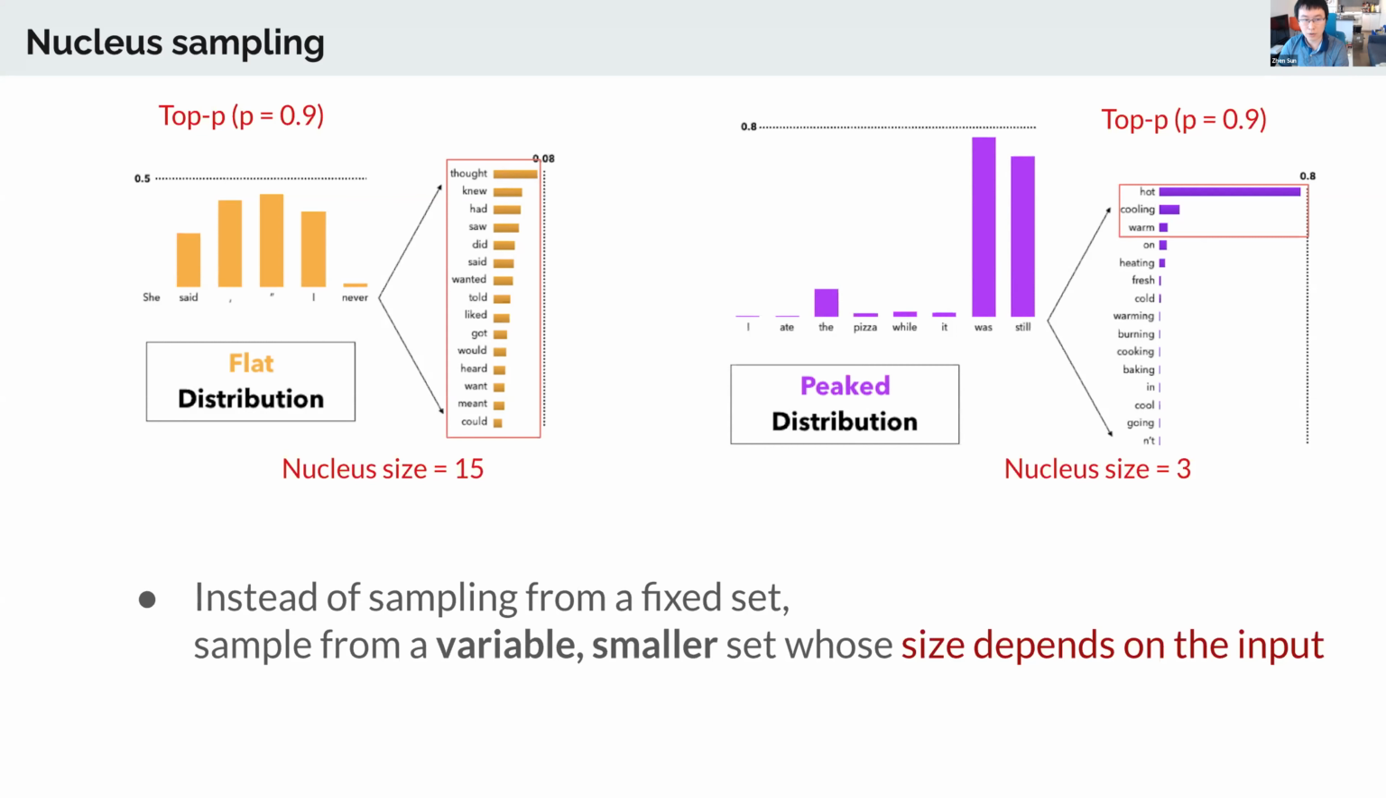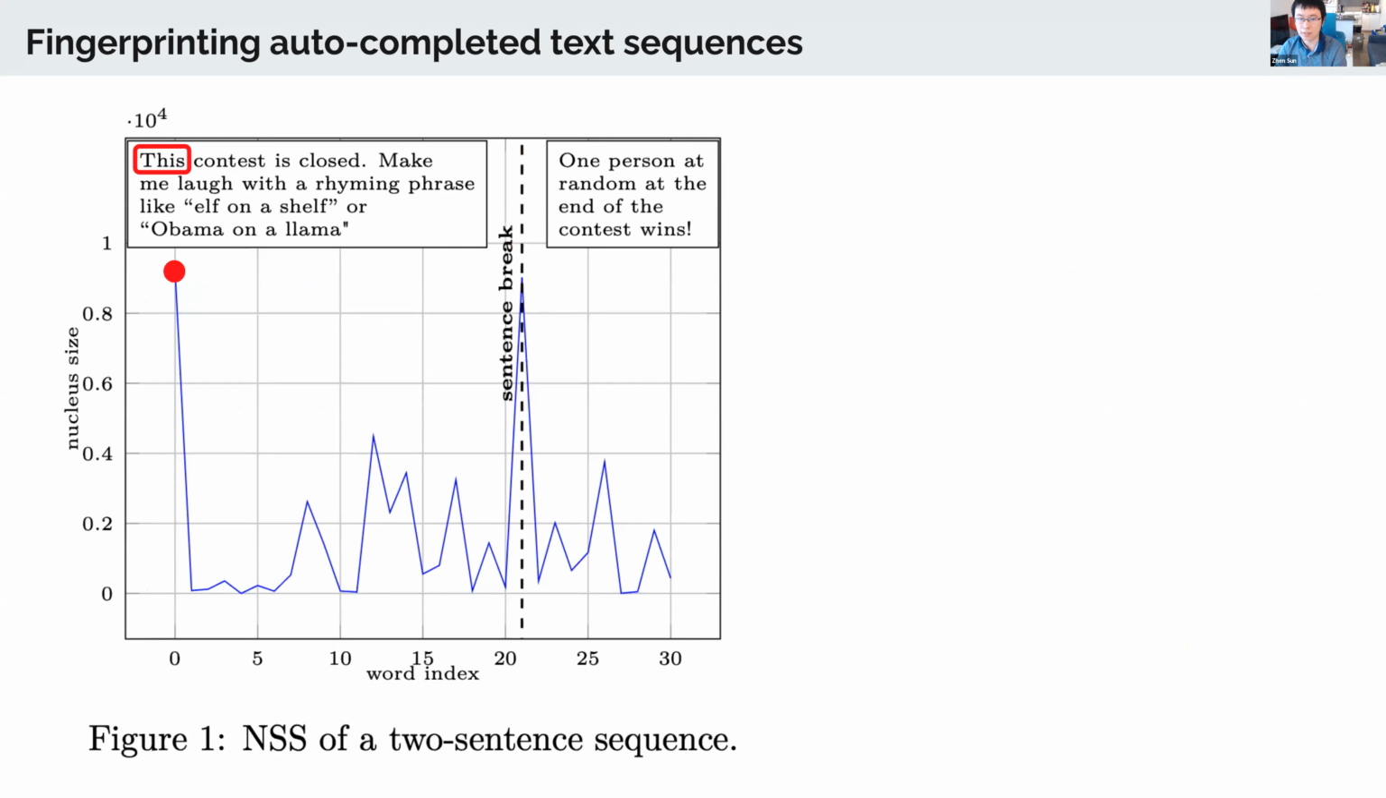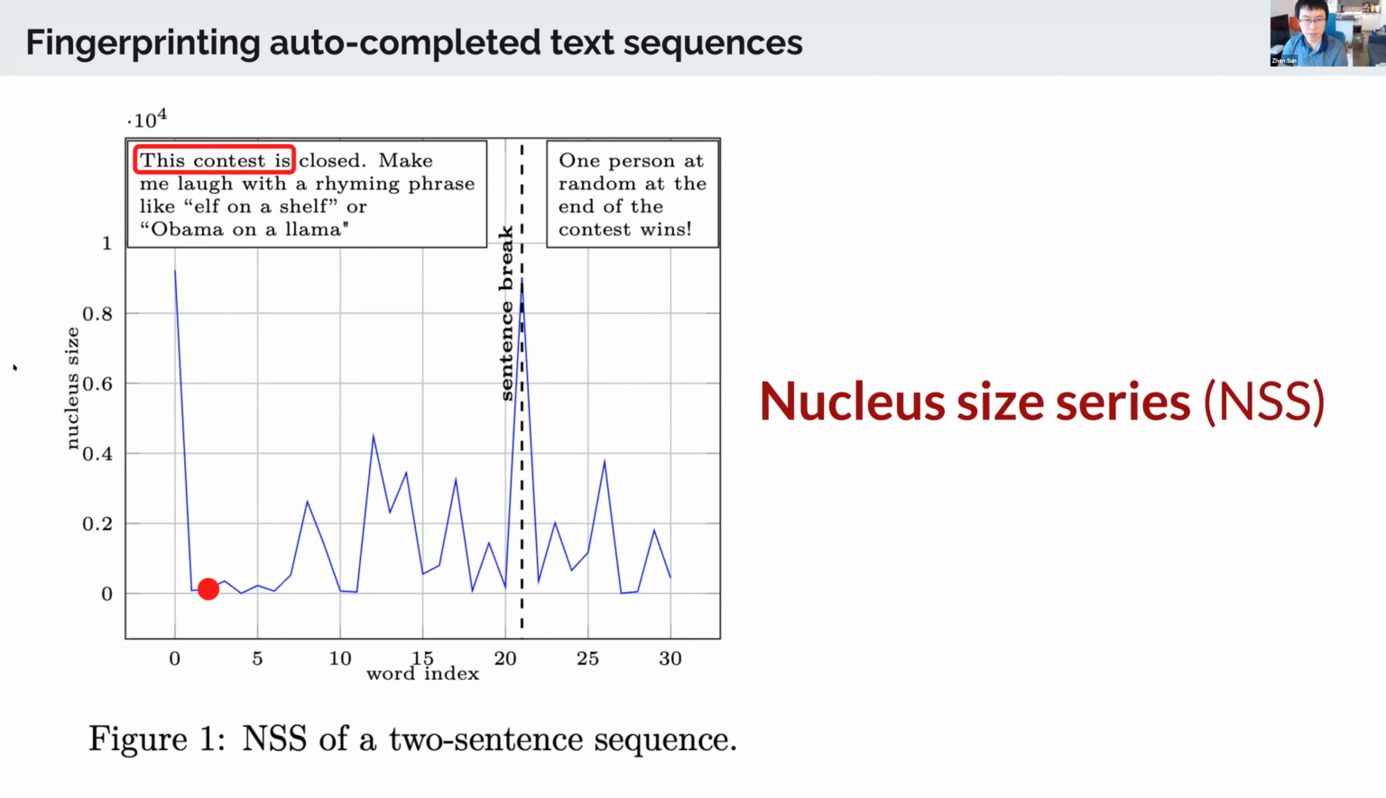Okay, then we show how to fingerprint a nucleus sampling sequence. We first look at an example of the nucleus sizes generated by auto-completion. In this example, the user first inputs the word "this," you can see it here, and the auto-completion generates a nucleus with size 9,000. Then the user inputs the second word "contest" here, and the auto-completion generates another nucleus, and so on. We call the series of nucleus sizes a nucleus size series. We call it NSS here.